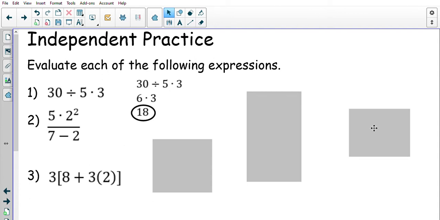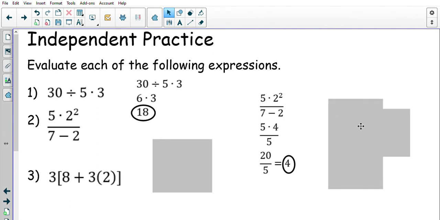Number 2, we've got 5 times 2 squared, which is going to be 5 times 4 in the numerator. 7 minus 2 in the denominator, which is 5. In our numerator again, we've got 5 times 4, which is going to get us 20. 20 divided by 5 gets us 4. Remember, with fractions, simplify the top, simplify the bottom, divide at the end.